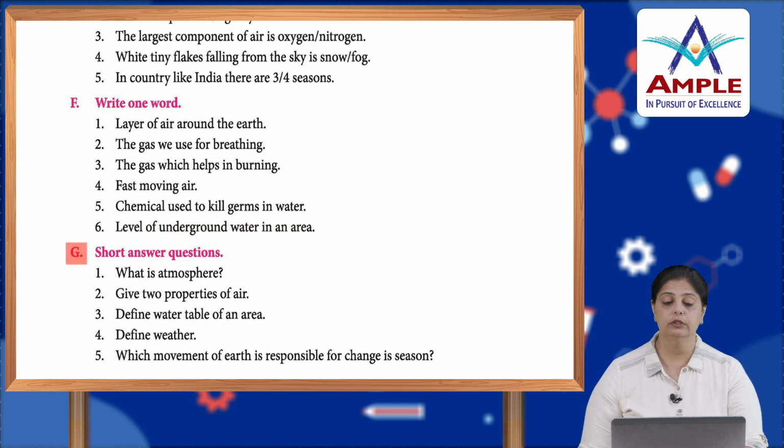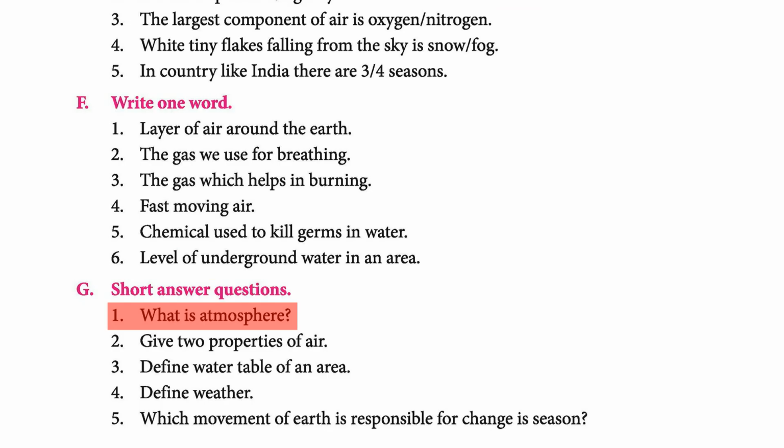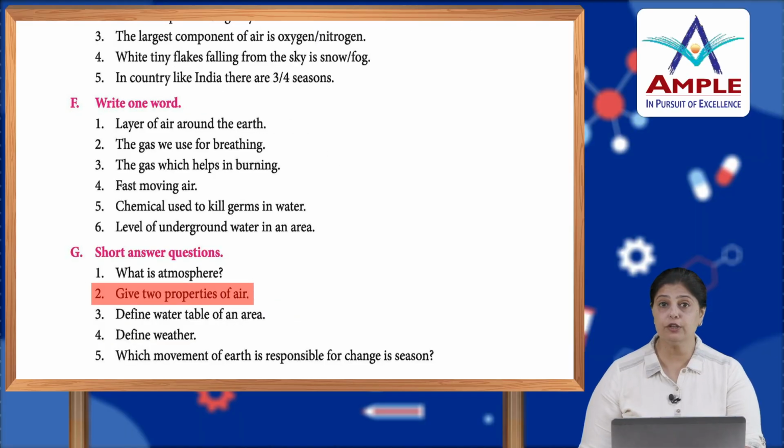Okay, now short answer questions. What is atmosphere? Now, children, we have already done this. It is the layer of air that is around the earth. Now, give 2 properties of air. We have already done this in the beginning of the chapter. So, quickly write 2 properties of air that you feel are required as an answer.